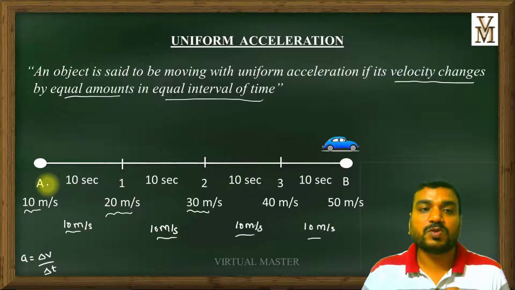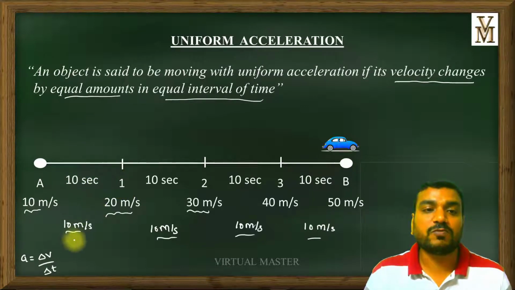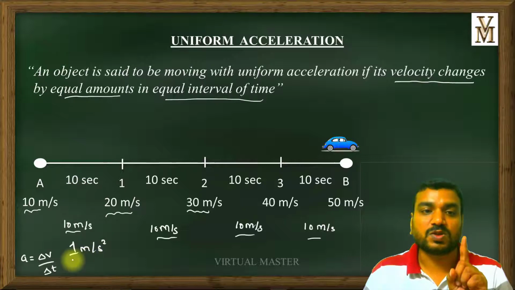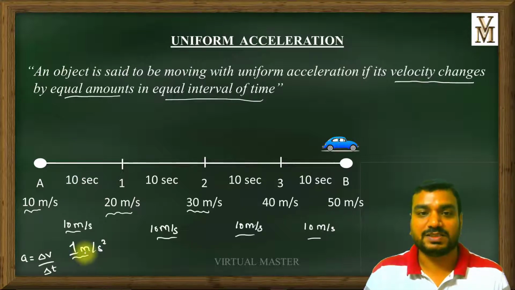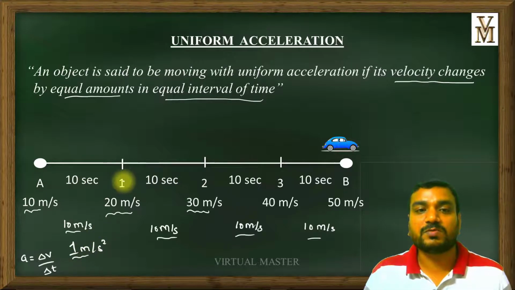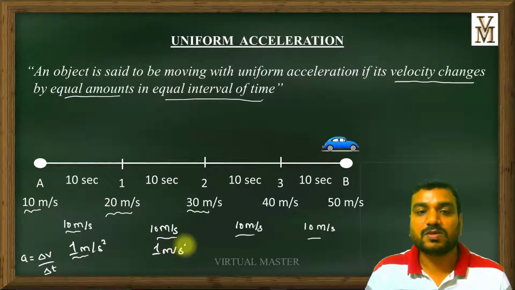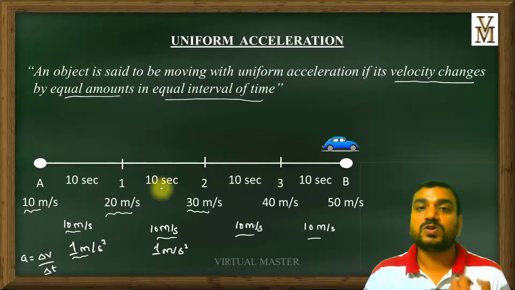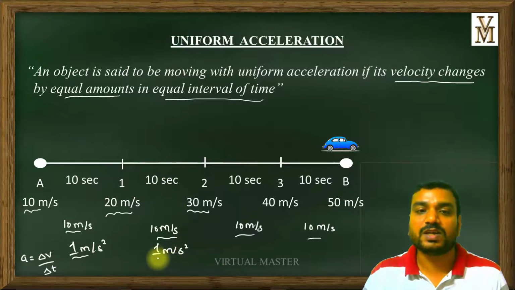Now when the car is moving from point A to point 1, it will be having the acceleration of 1 meter per second square, isn't it? 10 divided by 10, how much? 1, right? So the car is having 1 meter per second square. Similarly, when the car is moving from point 1 to point 2, it will be having the acceleration of 1 meter per second square. Why? Change in velocity is 10. Time taken is 10 seconds. So 10 divided by 10, you are going to get 1 meter per second square.